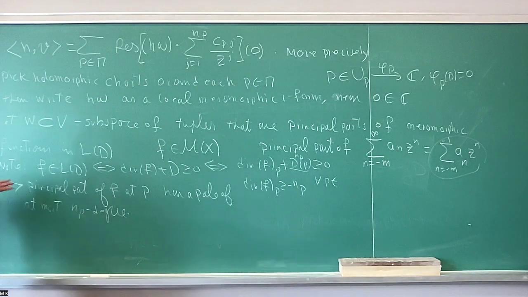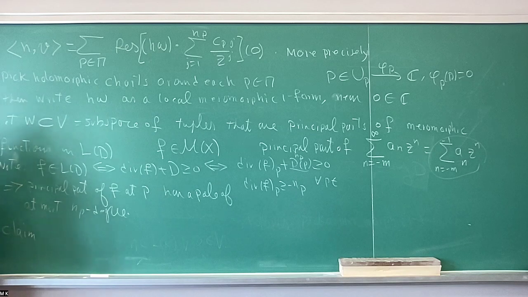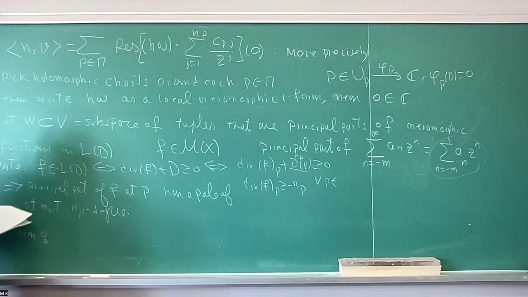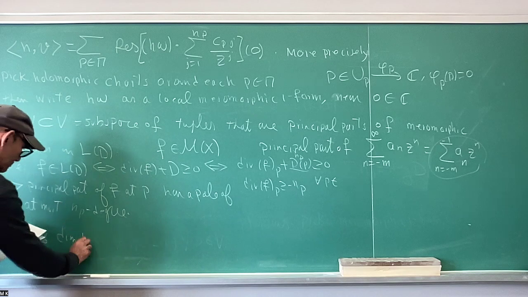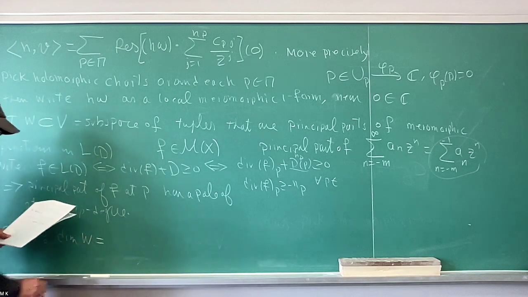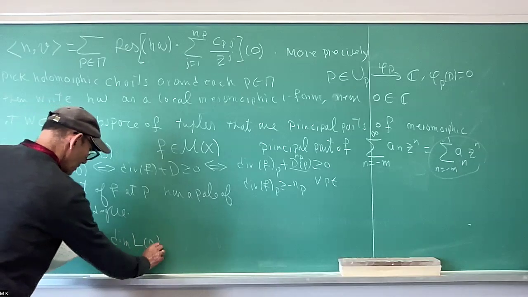Okay, now. So this is the principal part of that. What I want to show is the following claim. This claim is inside the proof, so we will have a proof inside a proof. The claim is that the dimension of W is equal to the dimension of L(D) minus 1.